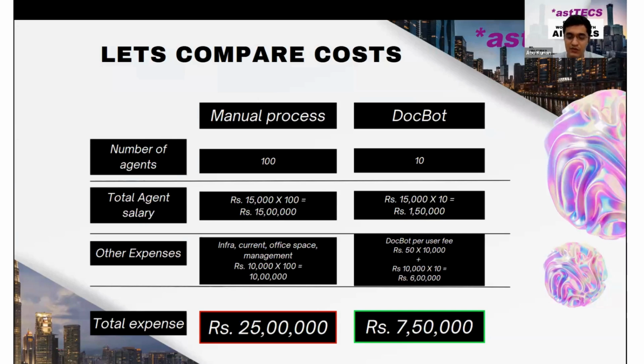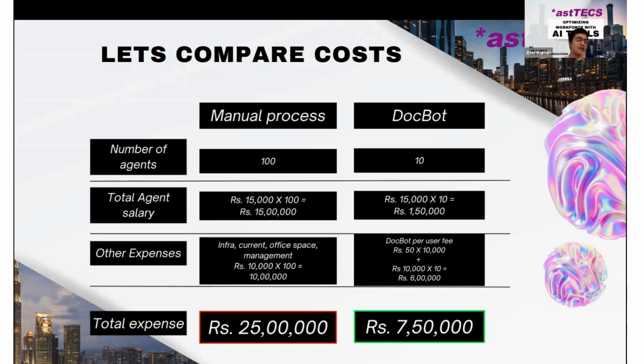Now, you have your other expenses. You obviously have your Docbot fee. Say, for example, the Docbot fee is 50 rupees into 10,000 documents, into 10,000 used people. Then plus say the overhead of the person, which is 10,000 into 10. So then you would have a total of 7.5 lakhs. So where is 7.5 lakhs in cost compared to 25 lakhs in cost? And this is just for this.